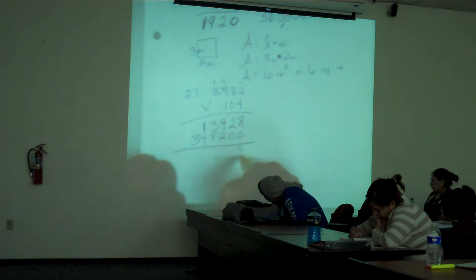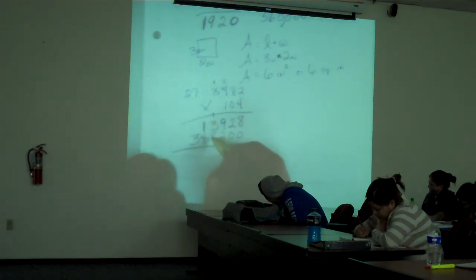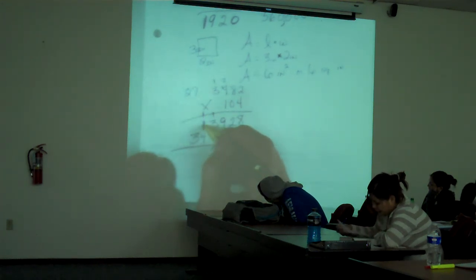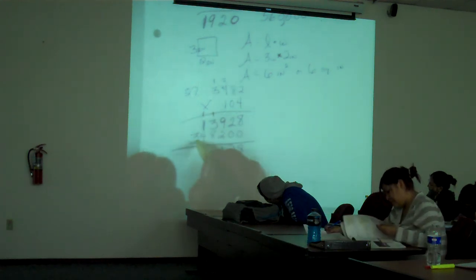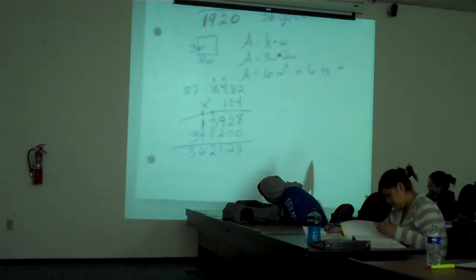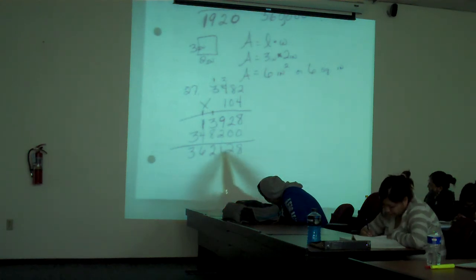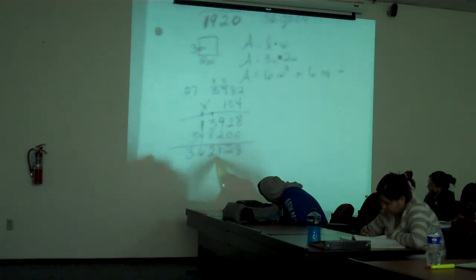8 plus 0, 2 plus 0, 9 plus 2, 11, carry the 1. 8 plus 3, 11 plus 1 is 12. 4, 5, 6, and then the 3. Where's the comma? After 2. Go back 3. 1, 2, 3, right there.